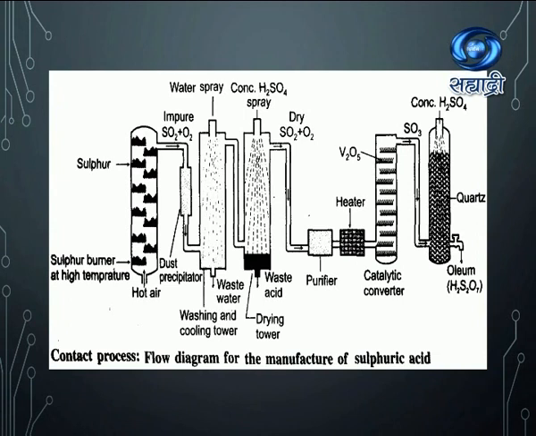Then this dry SO2 and oxygen are passed through the catalytic converter where there is vanadium pentoxide and sulfur trioxide is formed. And in the last tower you will observe concentrated H2SO4 is sprayed where sulfur trioxide is converted into oleum. So this is how sulfuric acid is prepared by the contact process.